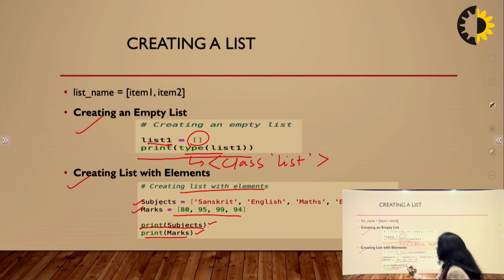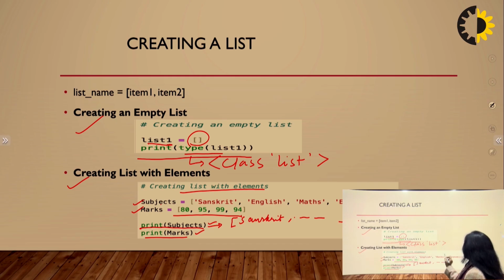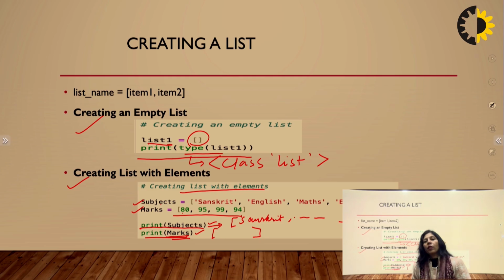Okay, and it will give us the output, whatever the values are here, like Sanskrit, English, maths, economics, etc. in the square brackets. Just like this, we can see that the marks are 80, 95, 99 and 94 inside the square brackets. So, we can see that our list is created with the elements inside it, and here the list is created which is empty.